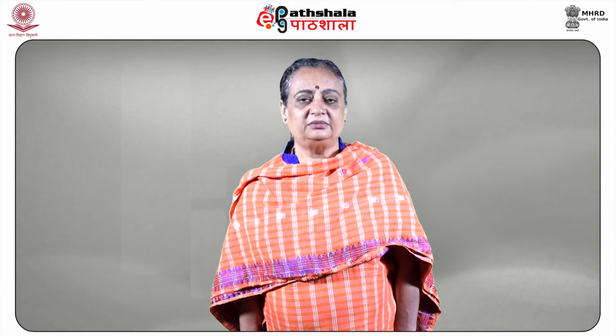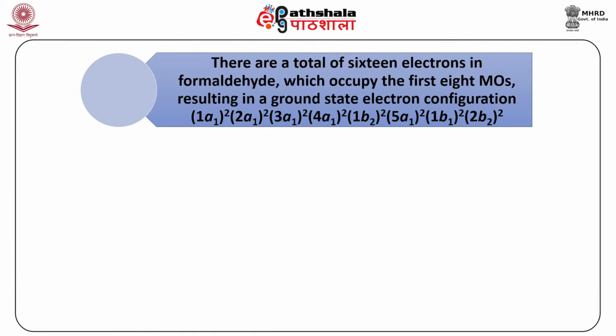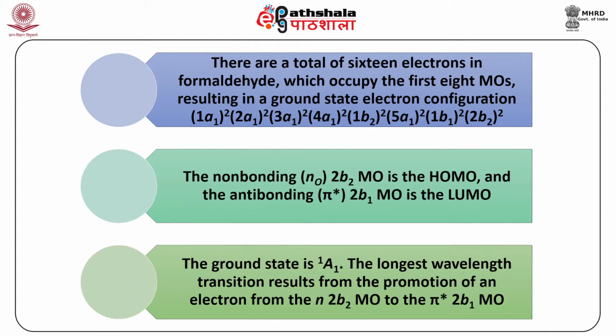The simplest excitation is from the highest occupied level to the unoccupied one, and this we will see corresponds to an n pi star excited state. There are a total of 16 electrons in formaldehyde which occupy the first 8 MOs, resulting in a ground state electronic configuration 1A1², 2A1², 3A1². We fill up the electrons according to the Aufbau principle until we reach 2B2, and since they are completely filled up, the non-bonding n 2B2 MO is the HOMO and the anti-bonding pi star 2B1 MO is the LUMO. So the ground state is 1A1 and I have written X bar.